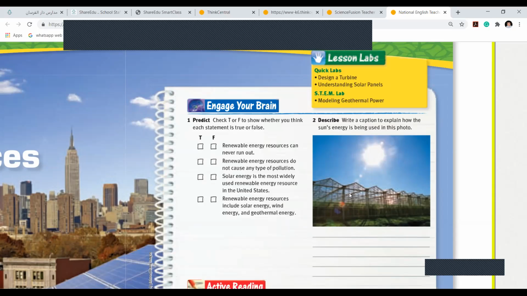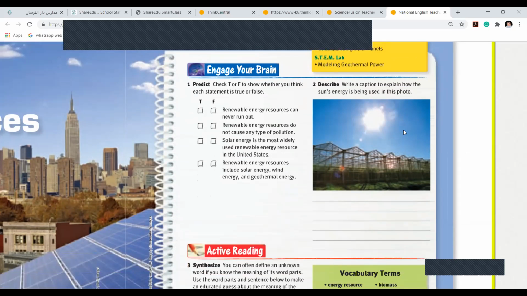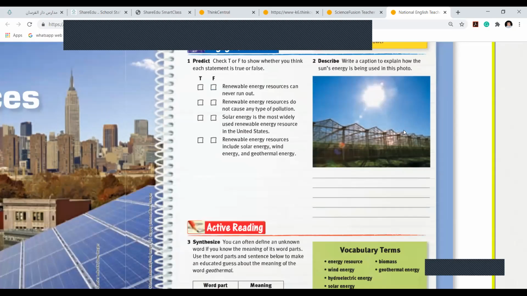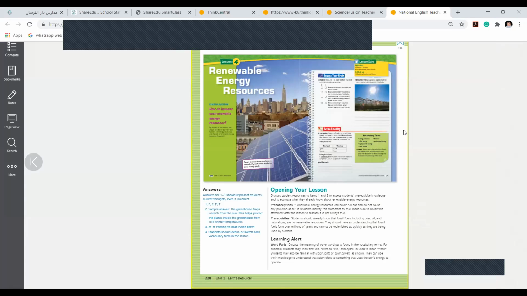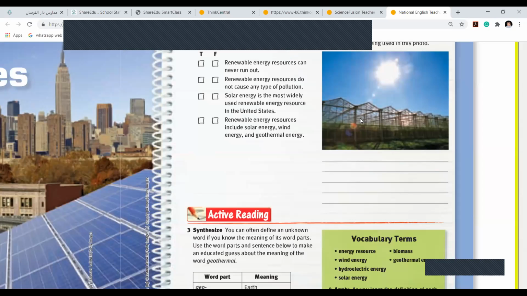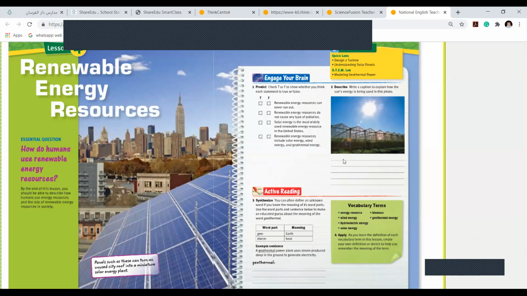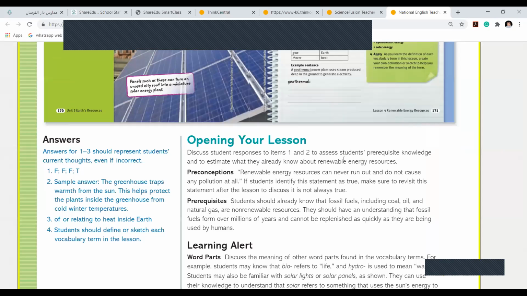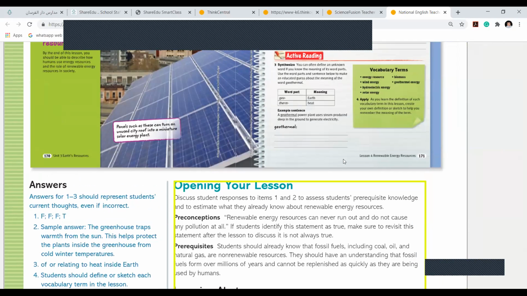Question number 2: write a caption to explain how the sun's energy is being used in this photo. Simple, they said here the greenhouse, you know the greenhouse? These are all plants. The greenhouse traps warmth from the sun and helps the plants be protected from cold winter temperatures.